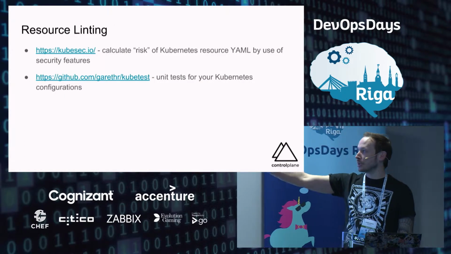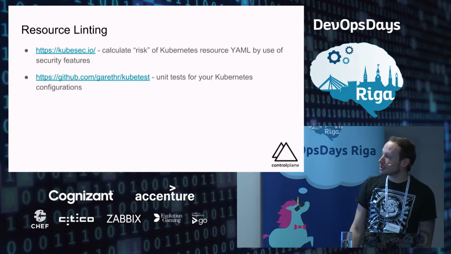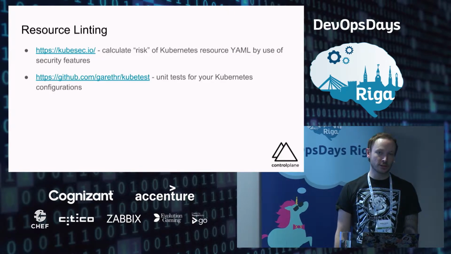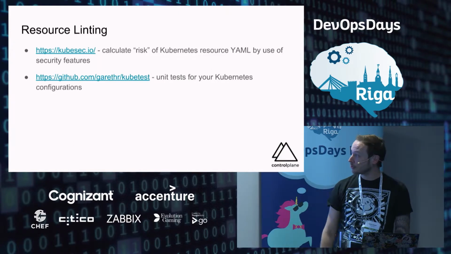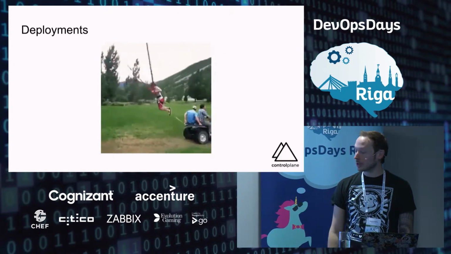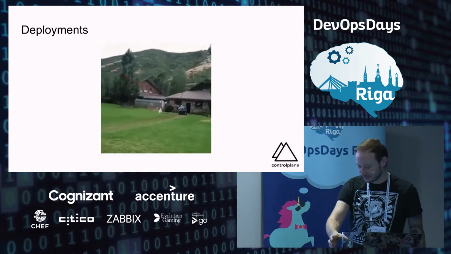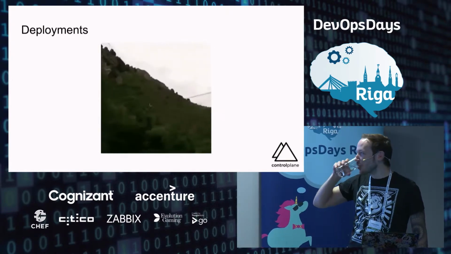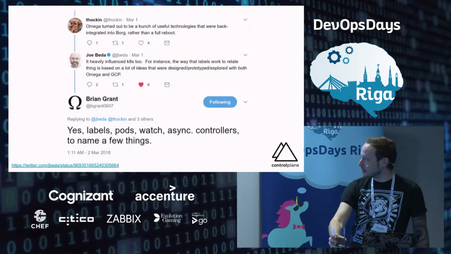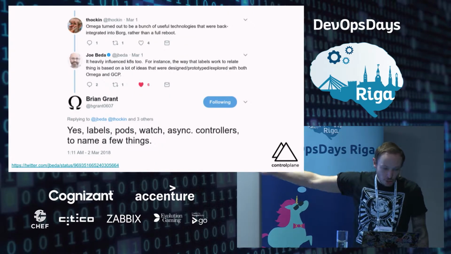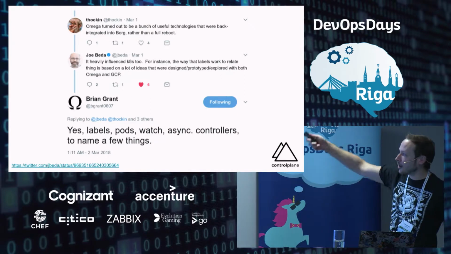So yes, there's resource linting here. We can also use kubetest, which is unit tests for Kubernetes configurations from a chap who now works for Docker, Gareth Rushgrove, and yeah, very strongly recommended. So, this is a young lady deploying herself. Very brave indeed. Right, so security primitives here.